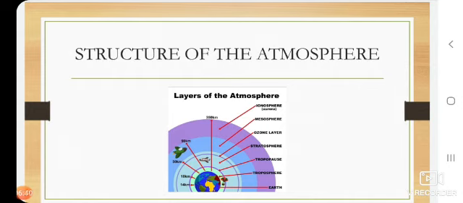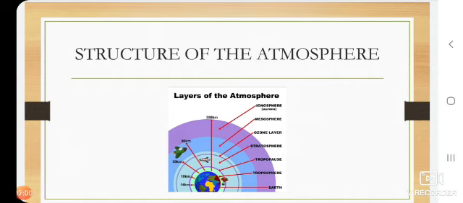Right, children? So the first sphere is the troposphere. The next one is the stratosphere. The third one is the mesosphere. And the last one is the thermosphere. Thermosphere is again further divided into ionosphere and exosphere. Now let us learn one by one about each sphere.